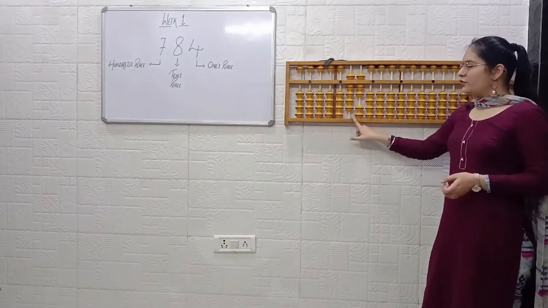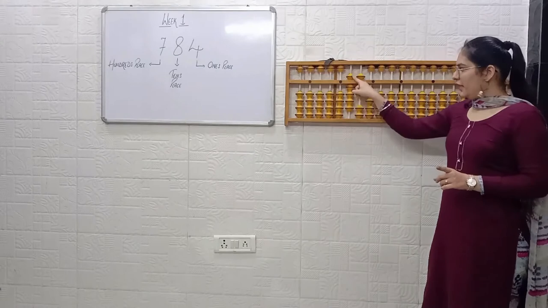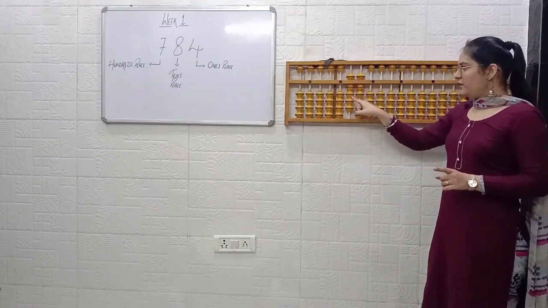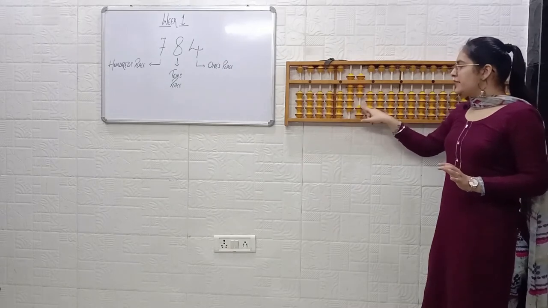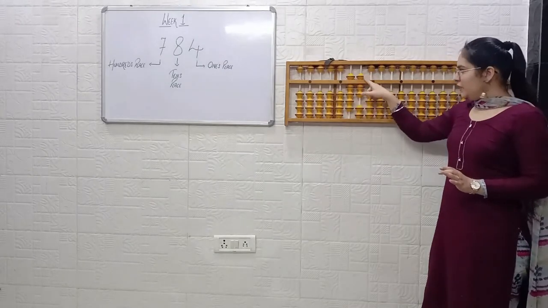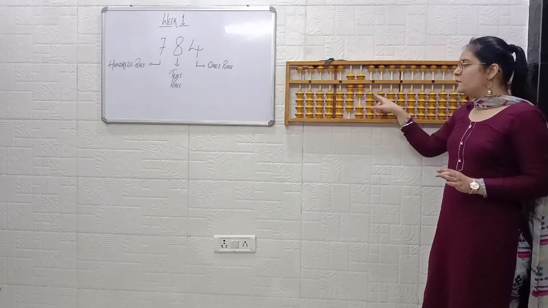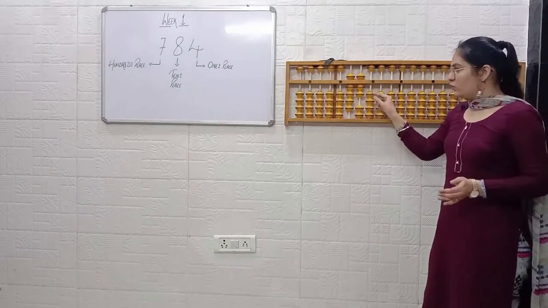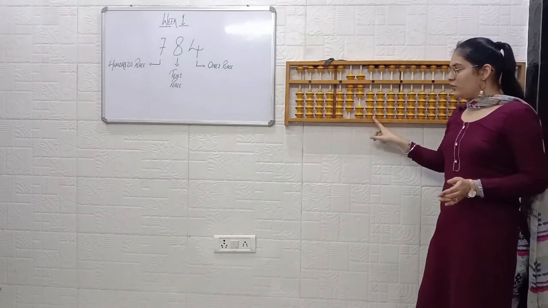Let's take another example. So first we will read hundreds place. 5, 6, 7, 8, 9. Keep that 9 in your mind. Tens place, 5, 6, 7. Now at ones place, it's 0. So answer is 970.